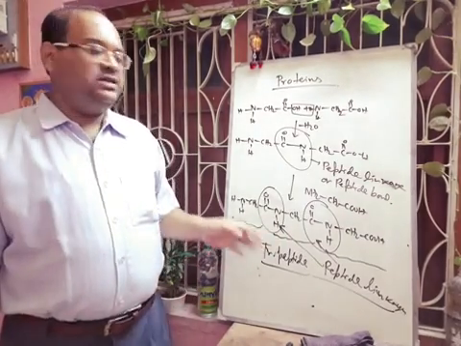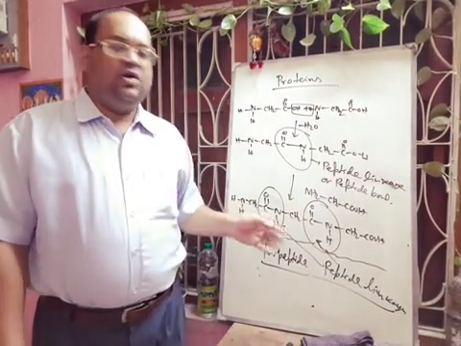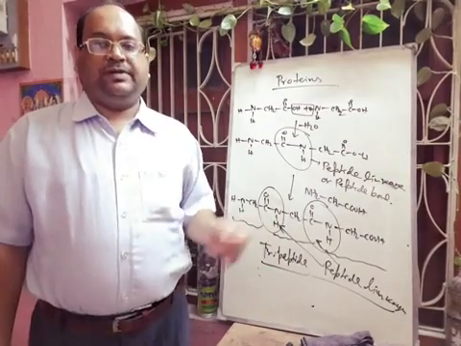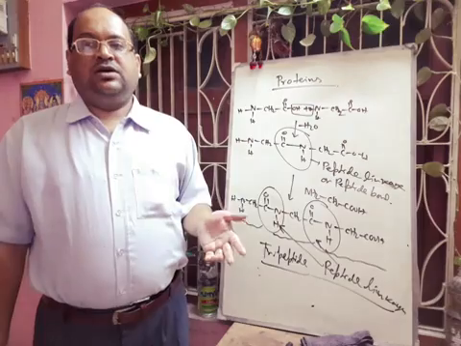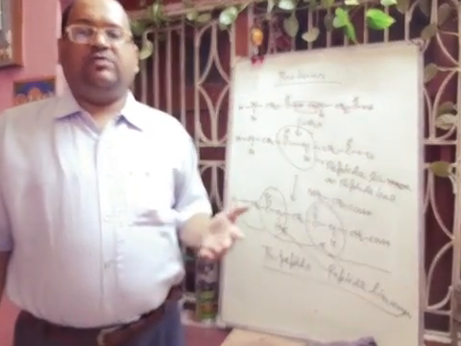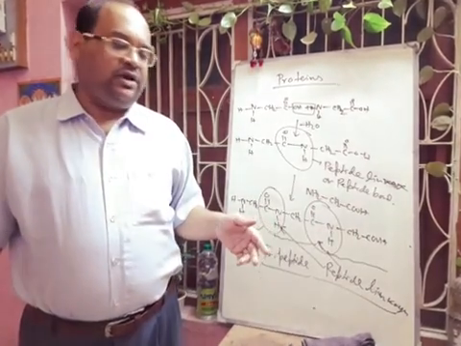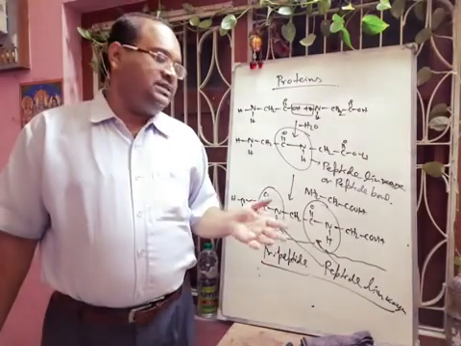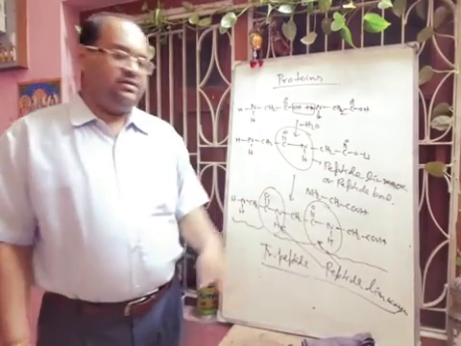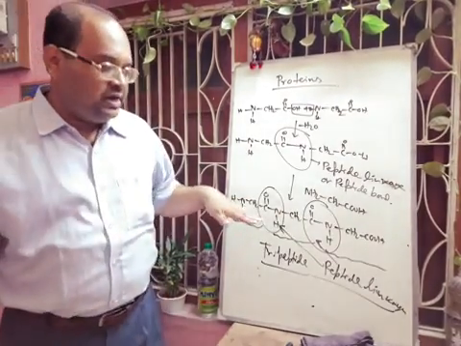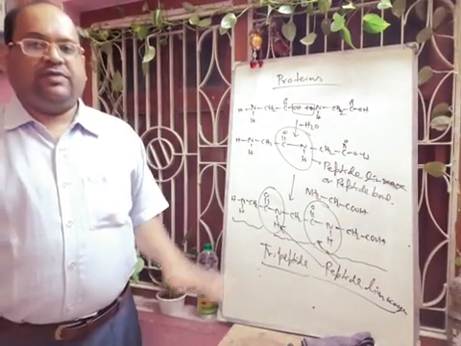Relatively shorter peptides are known as oligopeptides, whereas longer peptides are called polypeptides. A peptide having more than 100 amino acid residues and molecular mass greater than 10,000 is called a protein. So if this polypeptide chain contains 100 amino acid residues, then it is called a protein.